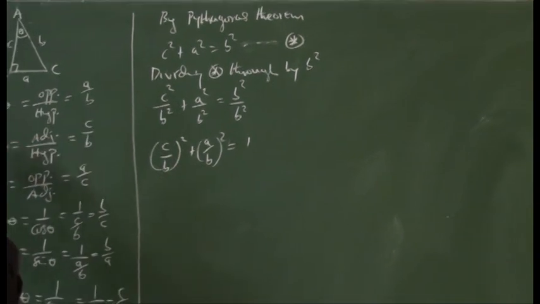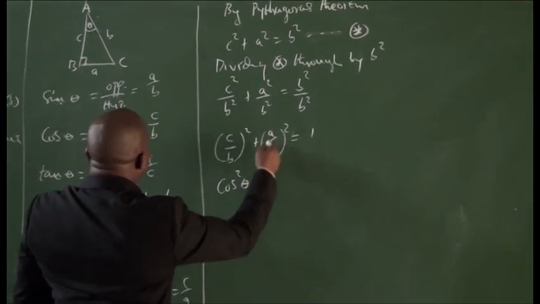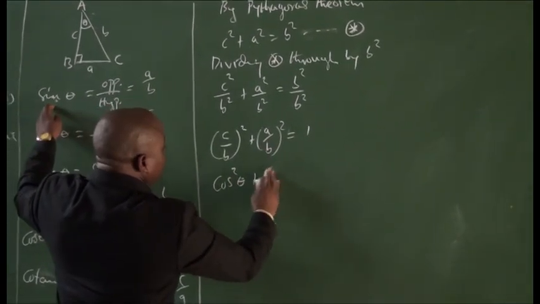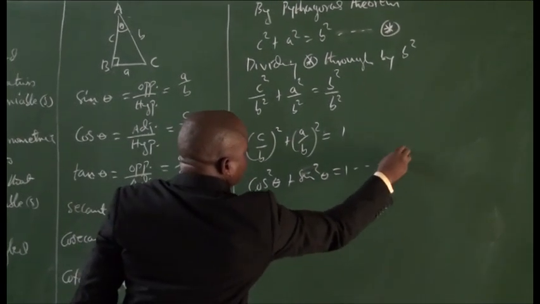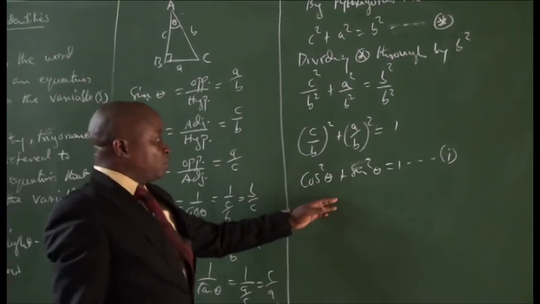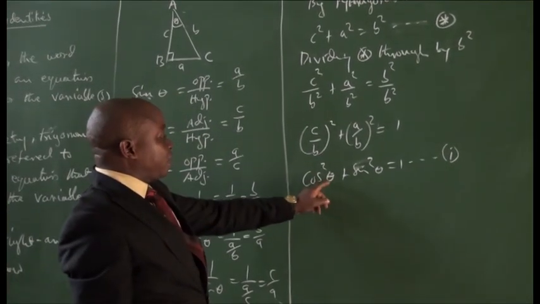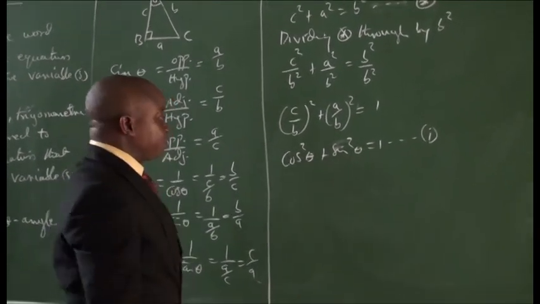Now what is C over B? We see that C over B is cos. So cos square theta, A over B is sine, sine square theta equal 1. This is identity 1. This is what we call an identity. So for whatever values of theta, cos square theta plus sin square theta will be 1.